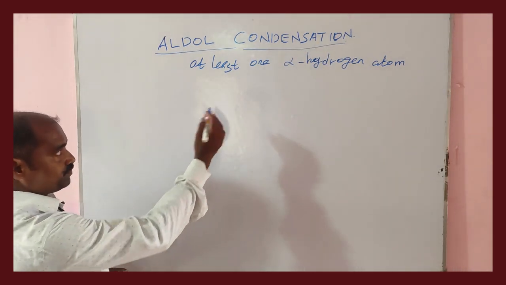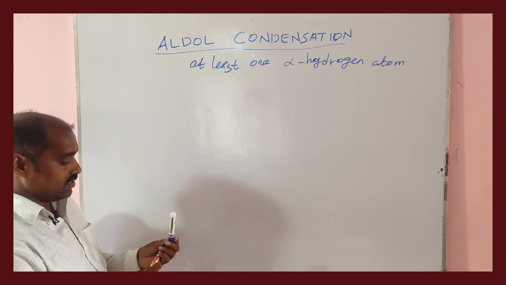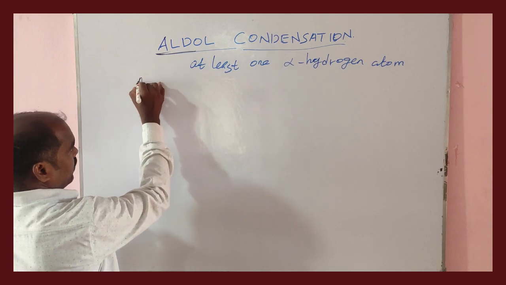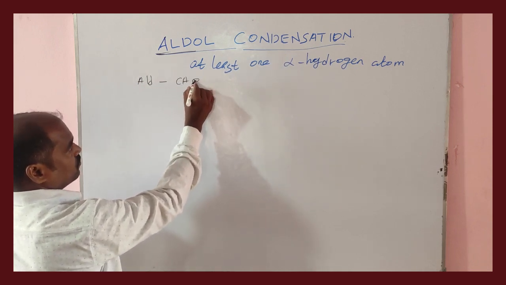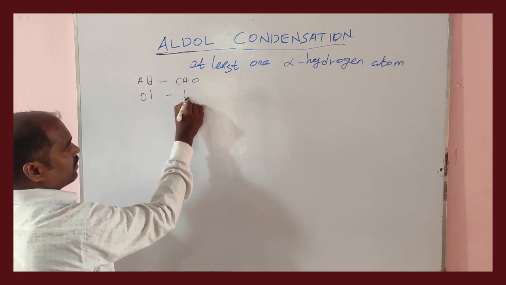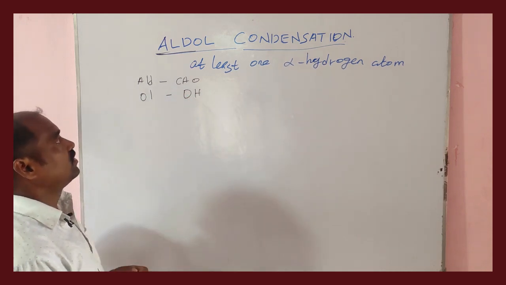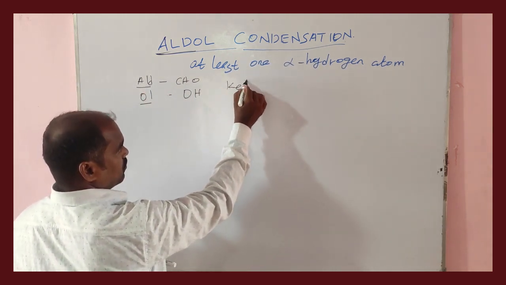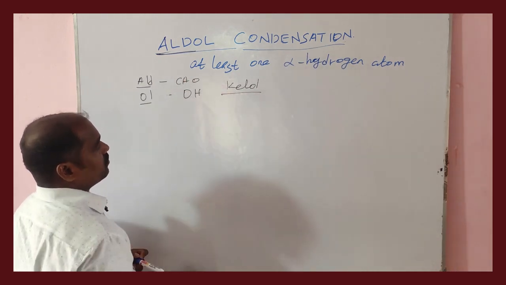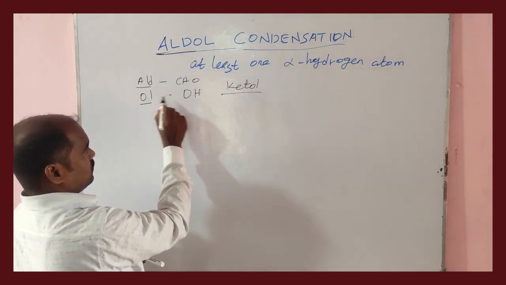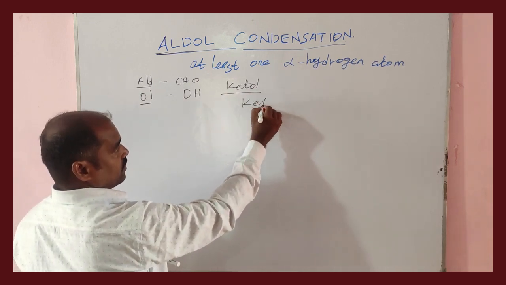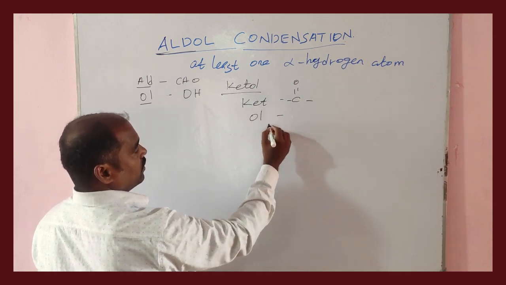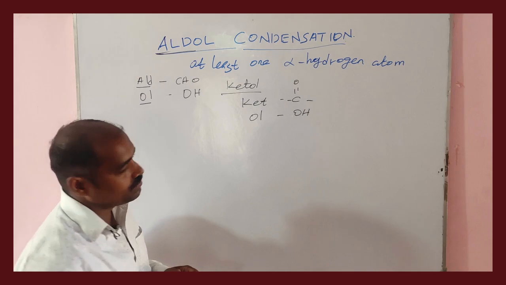So now, what is the meaning of aldol? See, aldol means it contains ALD, meaning the aldehyde CHO group, and OL means the hydroxy group OH. This is called the aldol. So ALD and OL. In the same way, ketol: KET means the ketone functional group, and OL the hydroxy functional group.